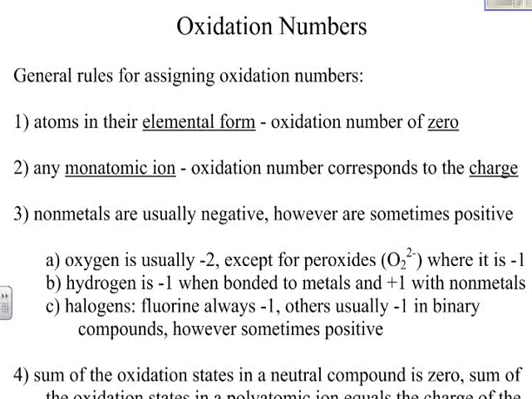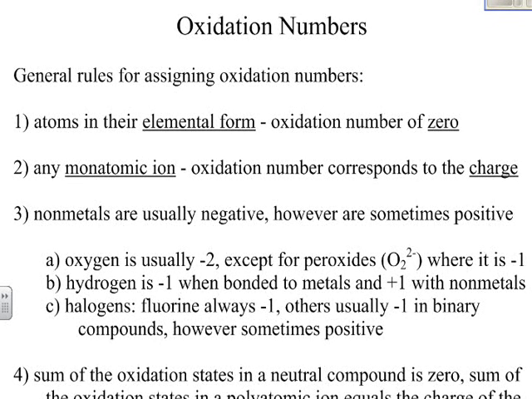So fluoride ion, F-, oxidation number 1-. Magnesium ion, Mg2+, oxidation number would be 2+. So those should be fairly obvious. When you have nonmetals, number 3, nonmetals are usually negative. However, they're sometimes positive, so you're going to have to base it on the ion that's present. So there's 3 different listings here under that category.